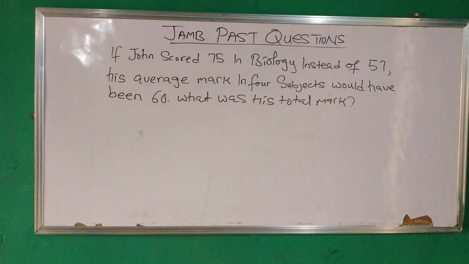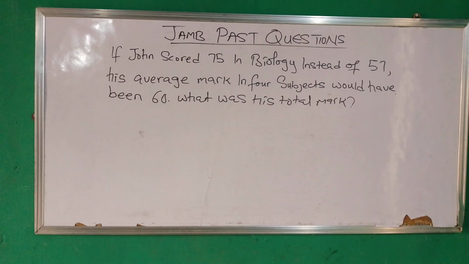Alright, we have this question before us that says, if John scored 75 in biology instead of 57, his average mark in 4 subjects would have been 60. What was his total score? Alright, to solve this question, this is a typical word problem.